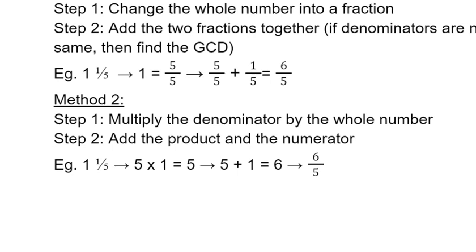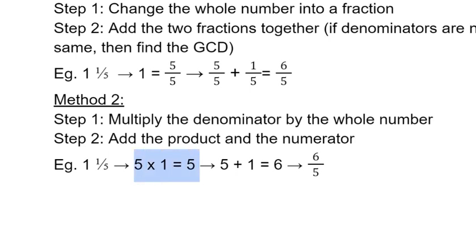So 1 and 1/5. According to our steps here, we have to first multiply the denominator by the whole number. So the denominator is 5. We're going to multiply that by 1. So 5 times 1 is 5. And now with the product, again, product is the name given to a multiplication answer. So in this case, the 5 is a product because we did 5 times 1, which is equal to 5.